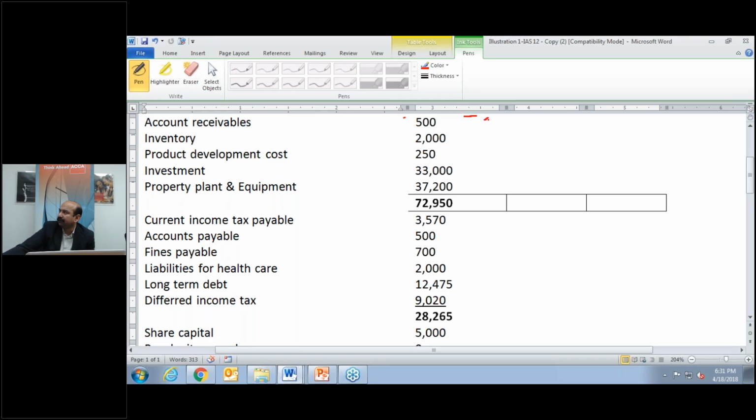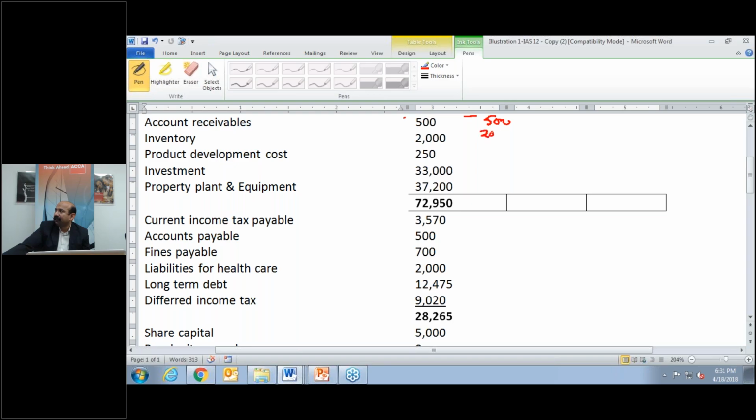So 500 is the tax base for the same reason which we discussed. No information is provided. So we are assuming that, of course, the related revenue is allowable, already allowed in income statement. So this is the asset related to that income. So as per rule of thumb, the tax base will be equal to its carrying value. This is the carrying value as per the account.